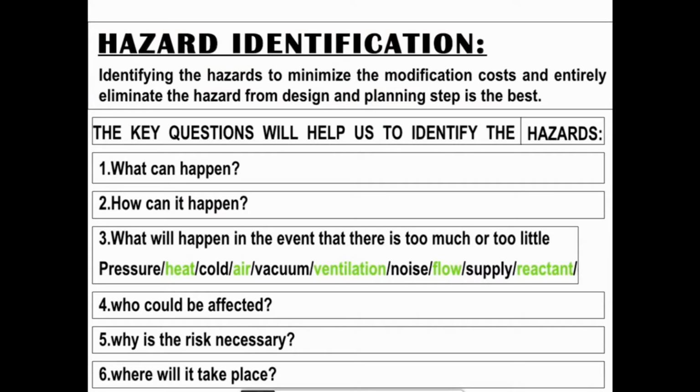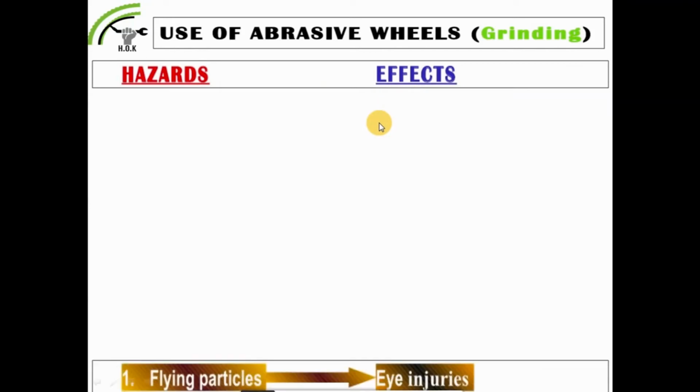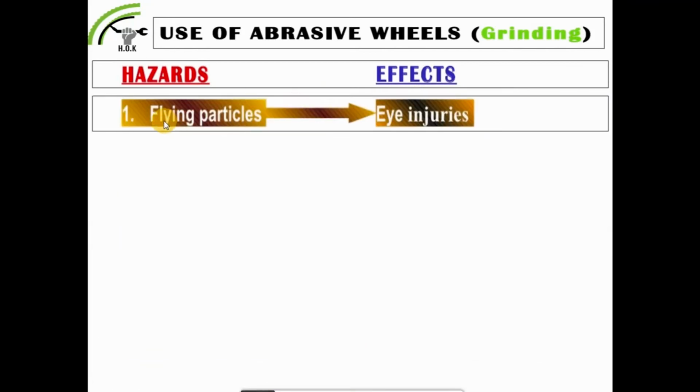Let's understand by using an example how to identify hazards. Use of abrasive wheels, meaning grinding. Here are the hazards and here are the effects. First hazard is flying particles, which cause eye injuries. During use of an abrasive wheel in a grinding machine, the first hazard is flying particles, which impact the eyes of the operator.